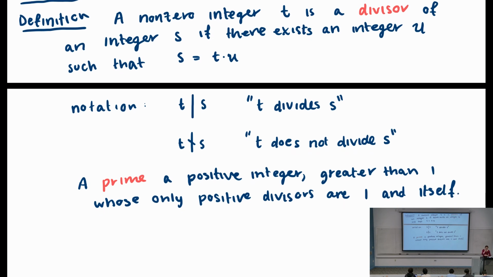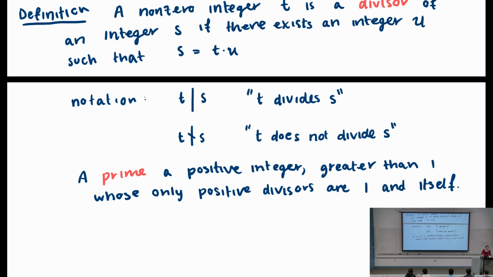Okay, any questions about divisors or primes, anything like this? Yeah. Can't primes also be negative? No. I don't think you would say -3 is a prime number. At least for the purposes of this class, we'll always take them to be positive. Anything else?